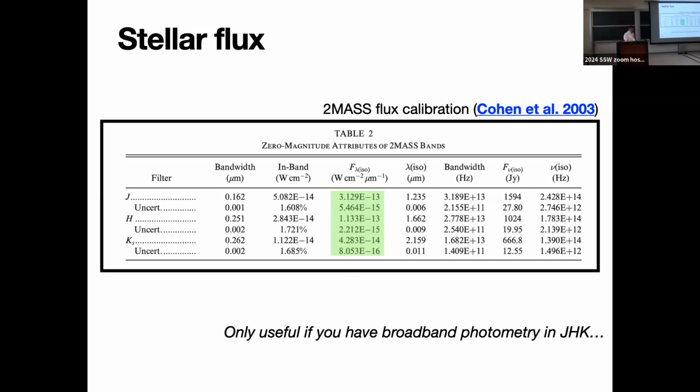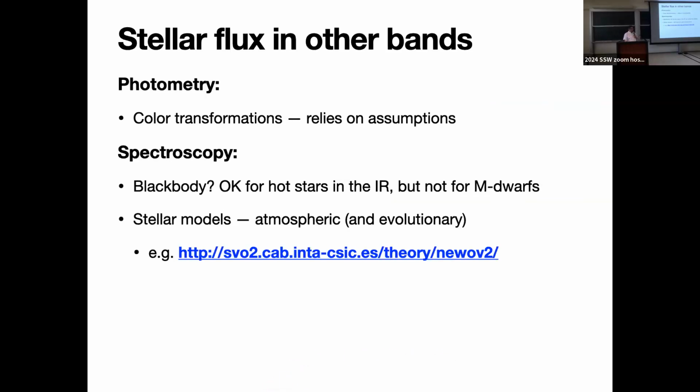But as I said here, this is only useful if you have broadband photometry in JHK. If you have measurements in other filters, like a narrowband filter, or if you have spectroscopy, then you just can't go to Simbad and just take that value. For photometry, you have to use color transformations. This relies on certain assumptions of the underlying flux distribution of the planet, and this can introduce a significant error if you were to use these without properly accounting for this. For spectroscopy, you could use a black body. This is typically okay if you're looking at very hot stars in the infrared, but this doesn't work so well for M stars where you have significant absorption in their spectra.